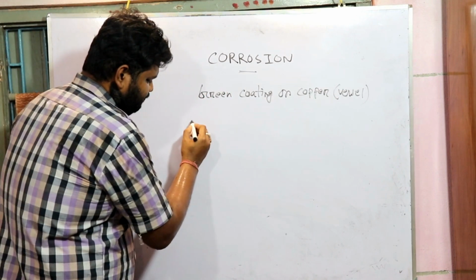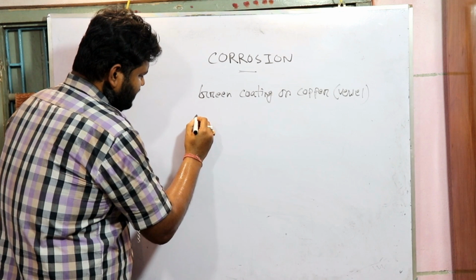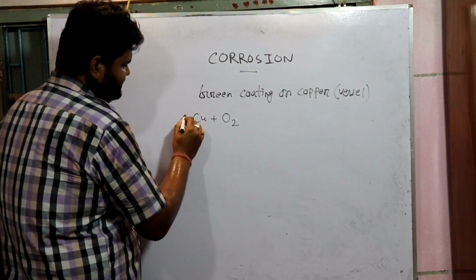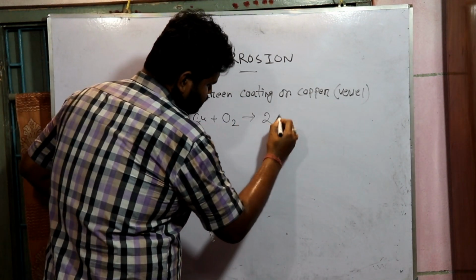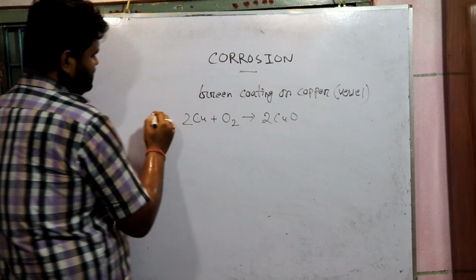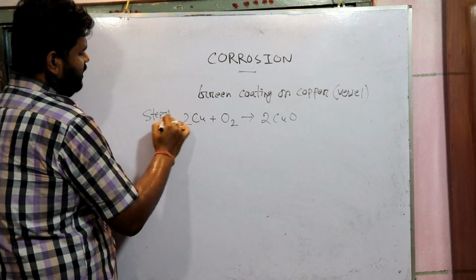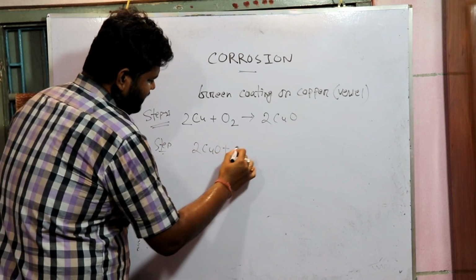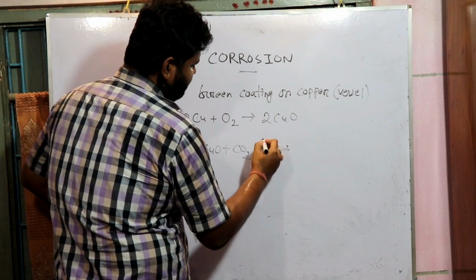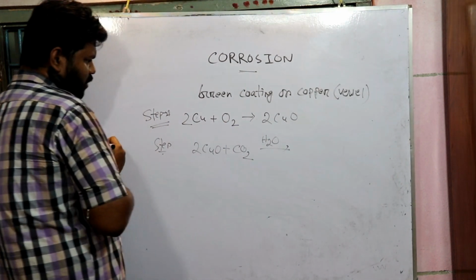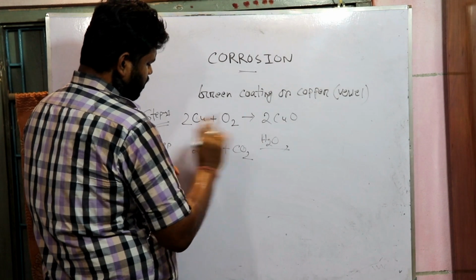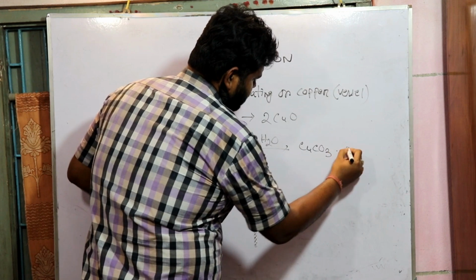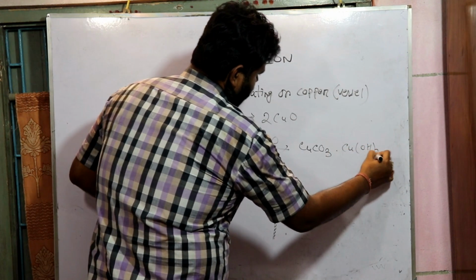What actually happens here is that copper is reacting with atmospheric oxygen, and it will produce cuprous oxide in its first step. This is step number 1. In the second step, this cuprous oxide is again reacting with carbon dioxide in the presence of air moisture, that is the water vapor, and it will produce cuprous carbonate and cuprous hydroxide with it.